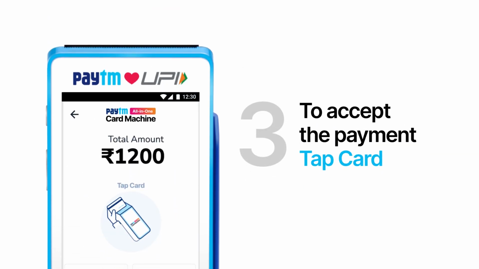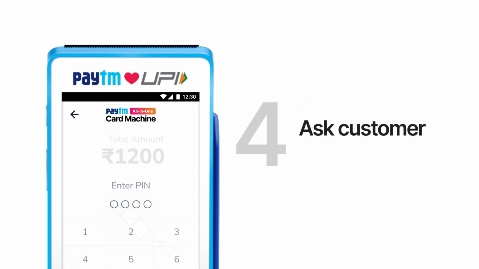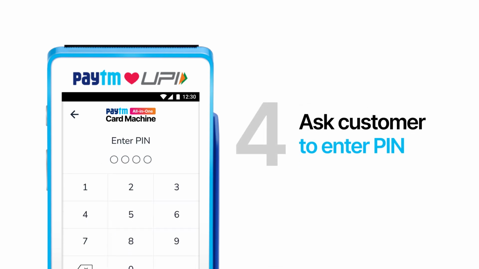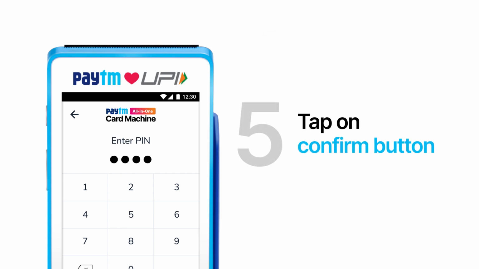To accept the payment, the customer can either tap or insert their card. For transactions up to 5,000 rupees, no PIN is required for tap payments. If the customer inserts the card, ask them to enter the PIN to complete the payment. PIN entry is mandatory for all insert card transactions. Then tap on the Confirm button to complete the payment.